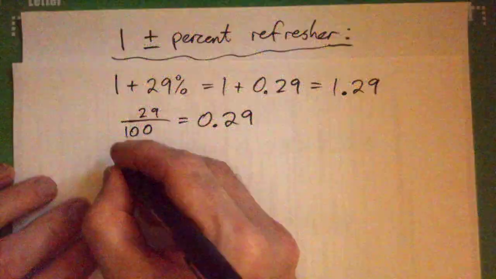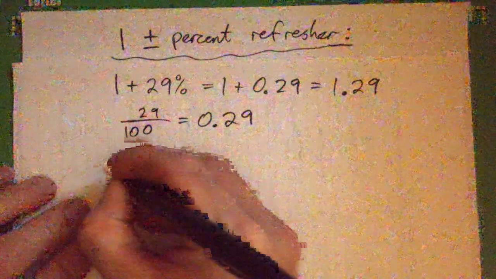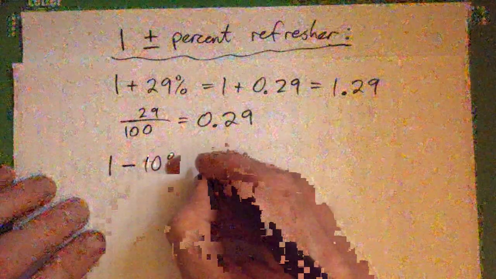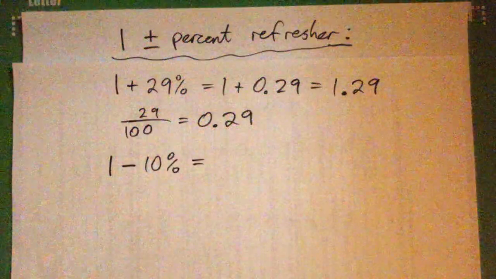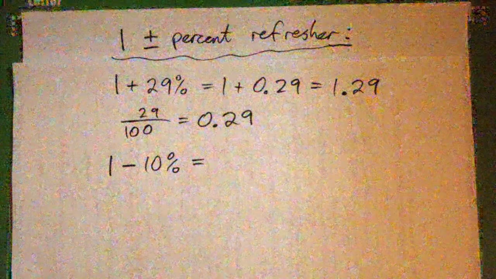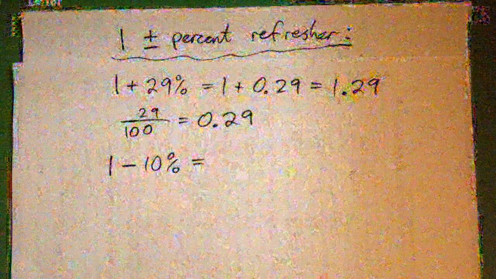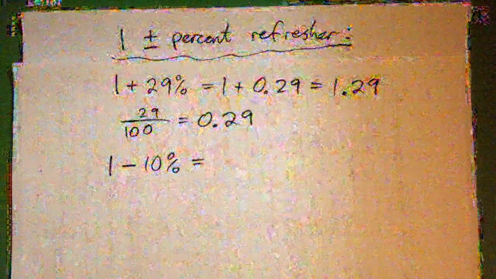I want everyone to write this down. Write this down: 1 minus 10%. Take your time. Write it all out. This has to be spot on. If we mess this up, then our entire problem will be tanked. We have to get this right.